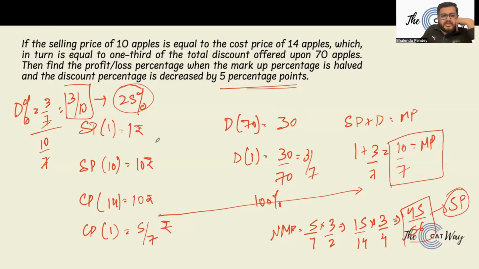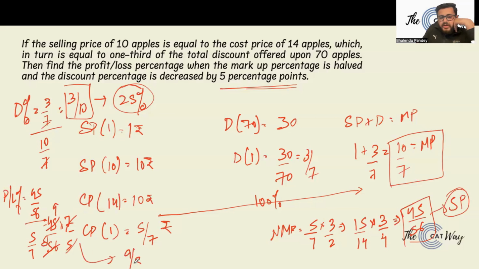So my profit or loss percentage will be what? SP by CP. Now my SP is 45 by 56 and my CP is 5 by 7, right? So this becomes equal to what? 45 by 56 multiplied by 7 by 5. This goes 8 times. This goes 9 times. So what do we see over here? We see a 9 by 8. 9 by 8 simply means what? An increase of 1 by 8. An increase of 1 by 8 depicts a 12.5% profit. So we have a 12.5% profit in this particular case, right? So I hope the question is clear.